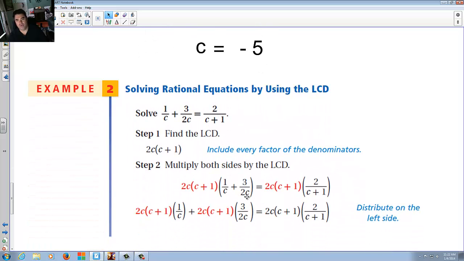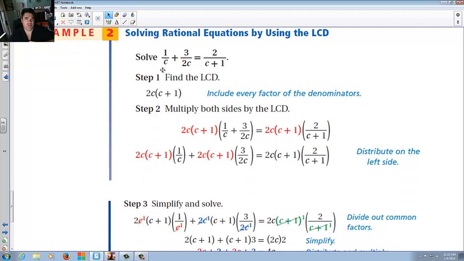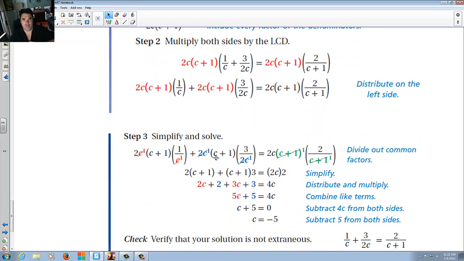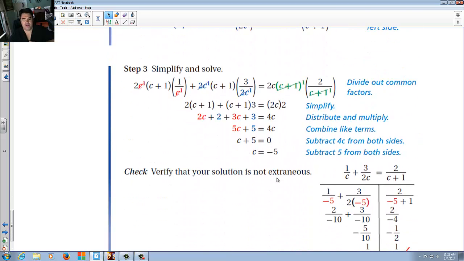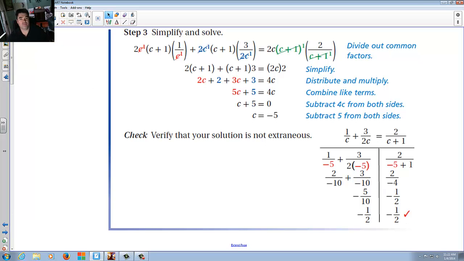And here it'll show you. The reason why I did it my way is they do it, but it's a little more complicated. They basically do the same thing, though. They say 2c times c plus 1, and they go ahead and plug it in. They cross out. You get the same answer. Now they want to make sure to verify your solution isn't extraneous. In other words, plug in negative 5 to make sure everything works, and since they total out, it works, it's not extraneous.